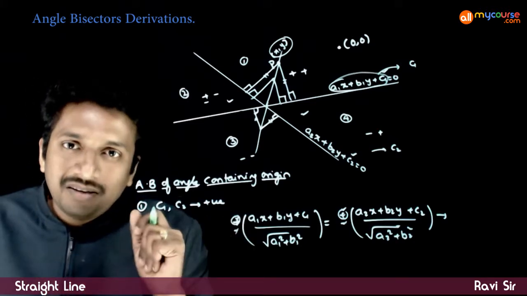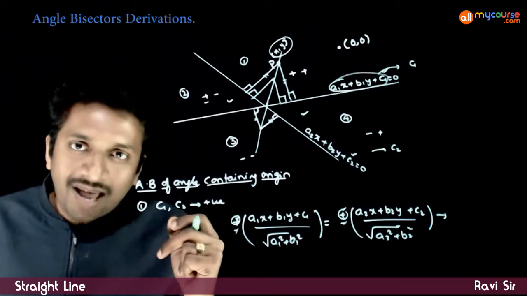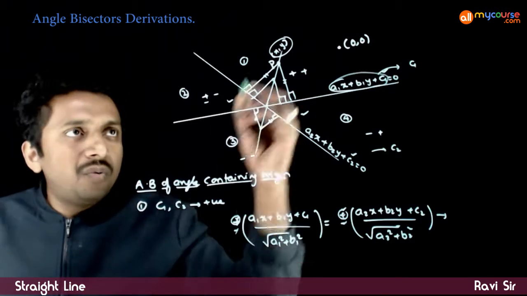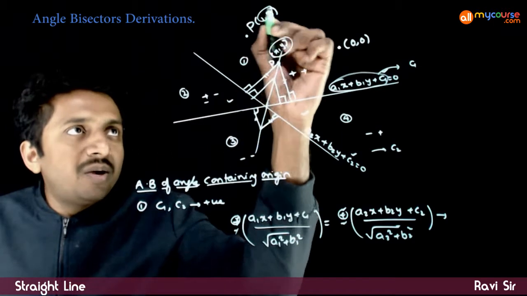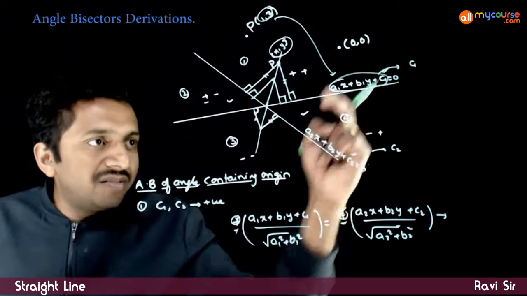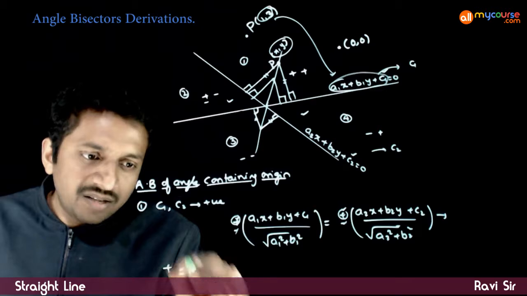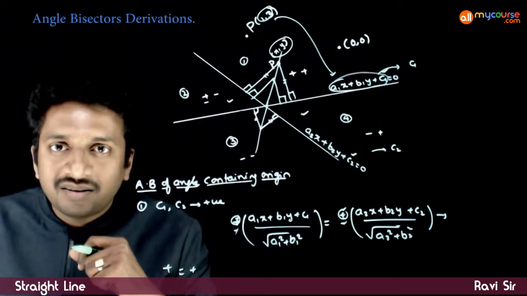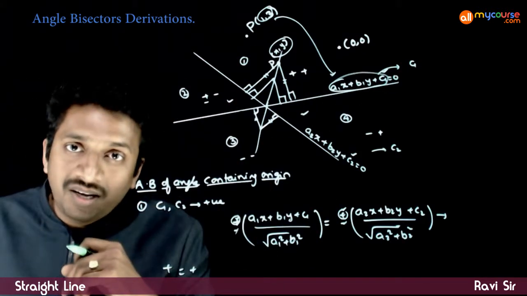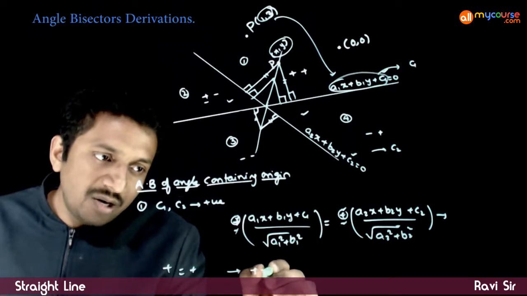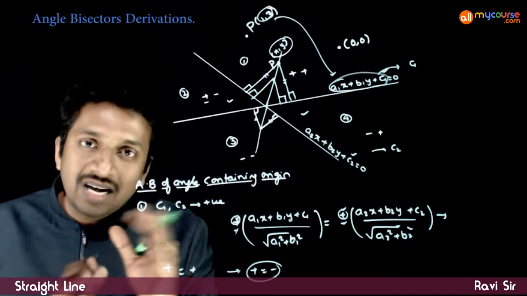Once you see this, you can also think of how to find the angle bisector of the angle containing any point other than the origin. If you want the angle bisector containing the point (1, 3), we just need to put this point (1, 3) in these lines. If both of them give you the same sign, then plus equal to plus gives you the angle bisector containing this point. If both lines give you opposite signs when you substitute (1, 3), that means plus equal to minus gives you the angle bisector of the angle containing this point. So I hope you are understanding what is going on.